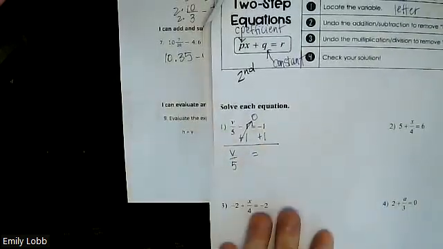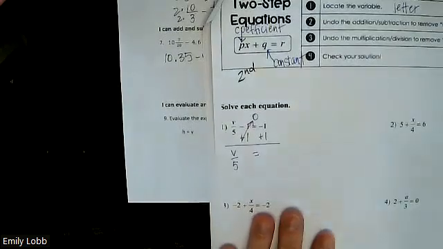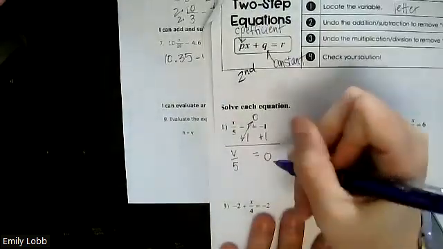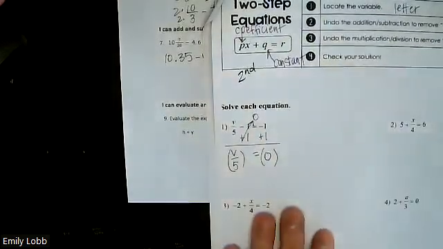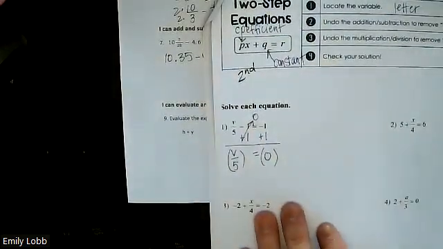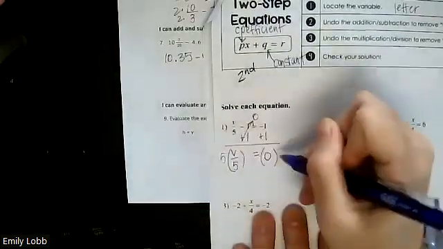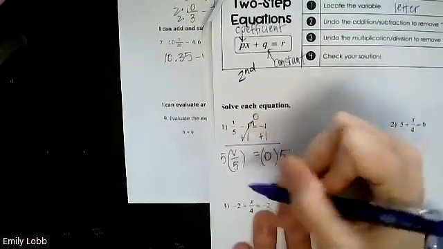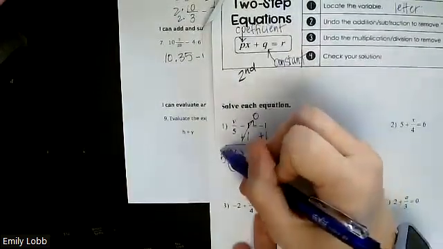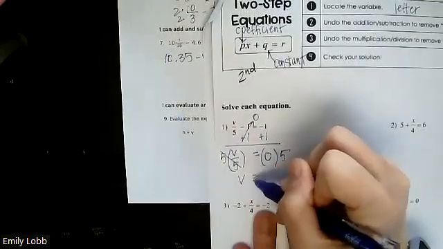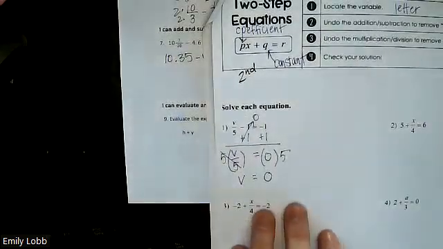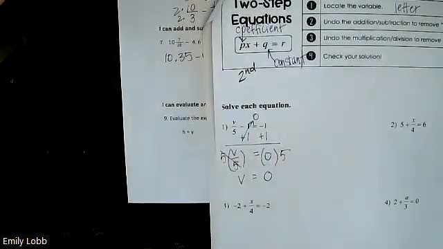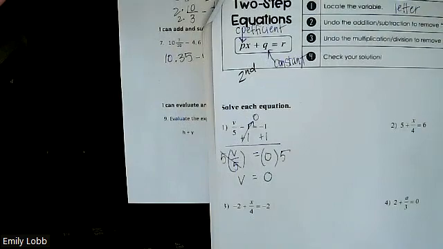-1 plus 1 is what? 0. So now, to get rid of dividing by 5, or to undo dividing by 5, I have to multiply both sides by 5. Whatever I do to the left side, I have to do to the right side. So this becomes 1v. 0 times anything is just 0. So yes, it is 0, but be sure that you know how to show that work, okay?